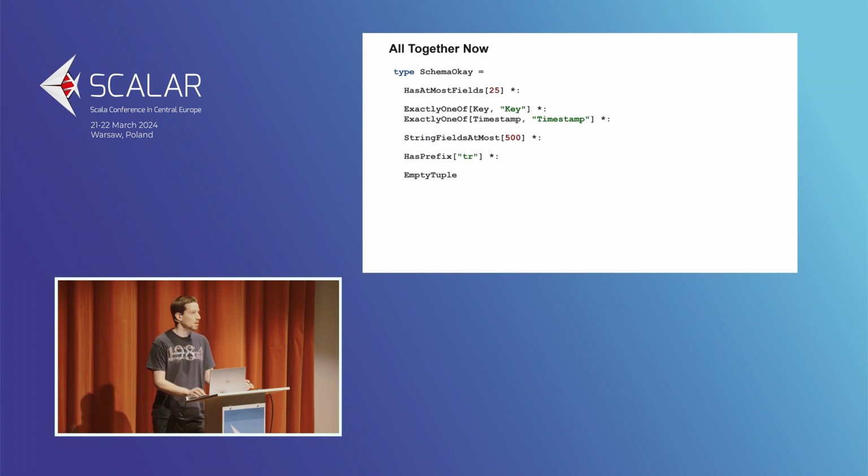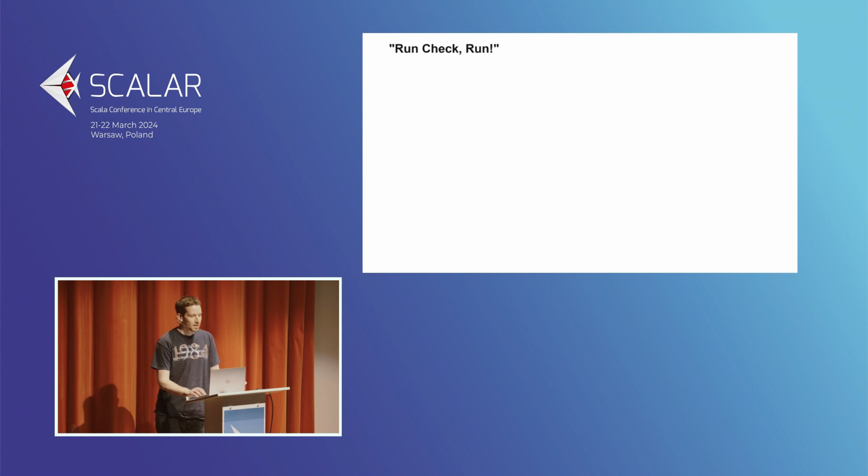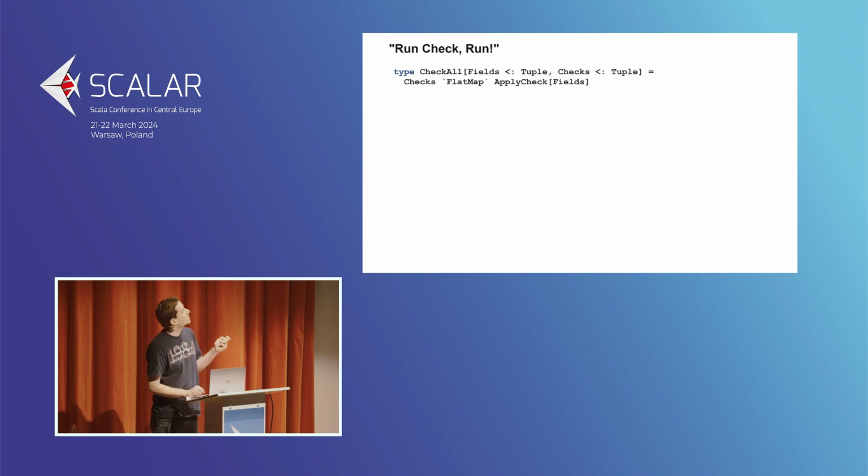To actually be able to run this, we need one last ingredient, the runner of our framework. checkAll is going to take all the fields of the class, all the checks that we have, and then apply each check and concatenate the results into one single tuple of errors from all the checks together.